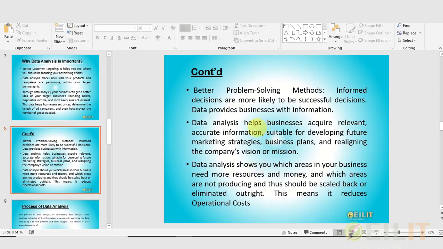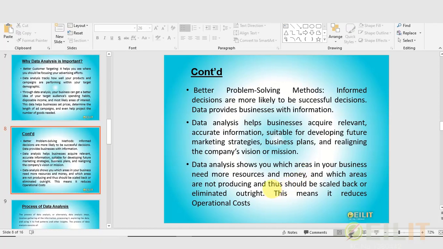Data analysis can also help businesses to acquire relevant information that is suitable to develop future marketing strategies and business plans, and to realign the company's visions and missions. So we discover that with data analysis, businesses can know whether they are on track with the vision and goals of the company, and they can easily look back and find out how the business is actually performing.